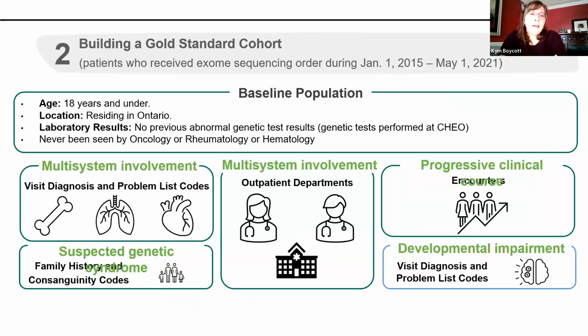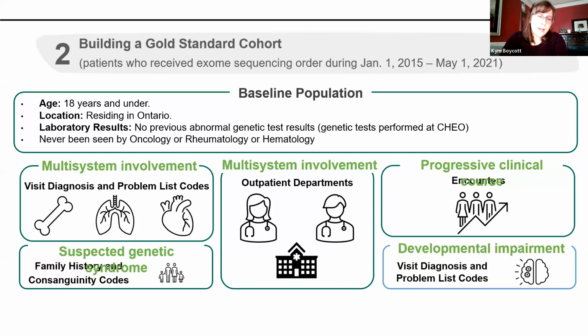The next thing we did was develop a gold standard cohort. And for that, we used 6 years of patients from CHEO who had received exome sequencing, and thereby, by definition, they were eligible for testing. And so the baseline population was 18 years of age and under, lived in Ontario. So we were not looking at the Quebec patients and the Nunavut patients at this time. No previous abnormal genetic test results, and had never been seen by oncology, rheumatology, or hematology.